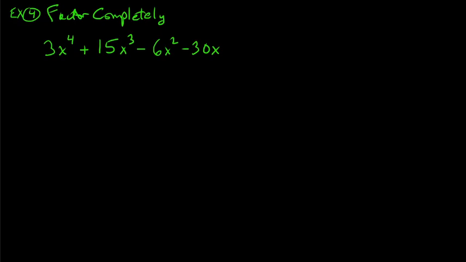Okay, so factor completely 3x to the 4 plus 15x cubed minus 6x squared minus 30x. Okay, so yeah, this is going to be a little tricky, right? Because it doesn't say factor by grouping. However, there are 4 terms, so you could split them up and just factor by grouping.